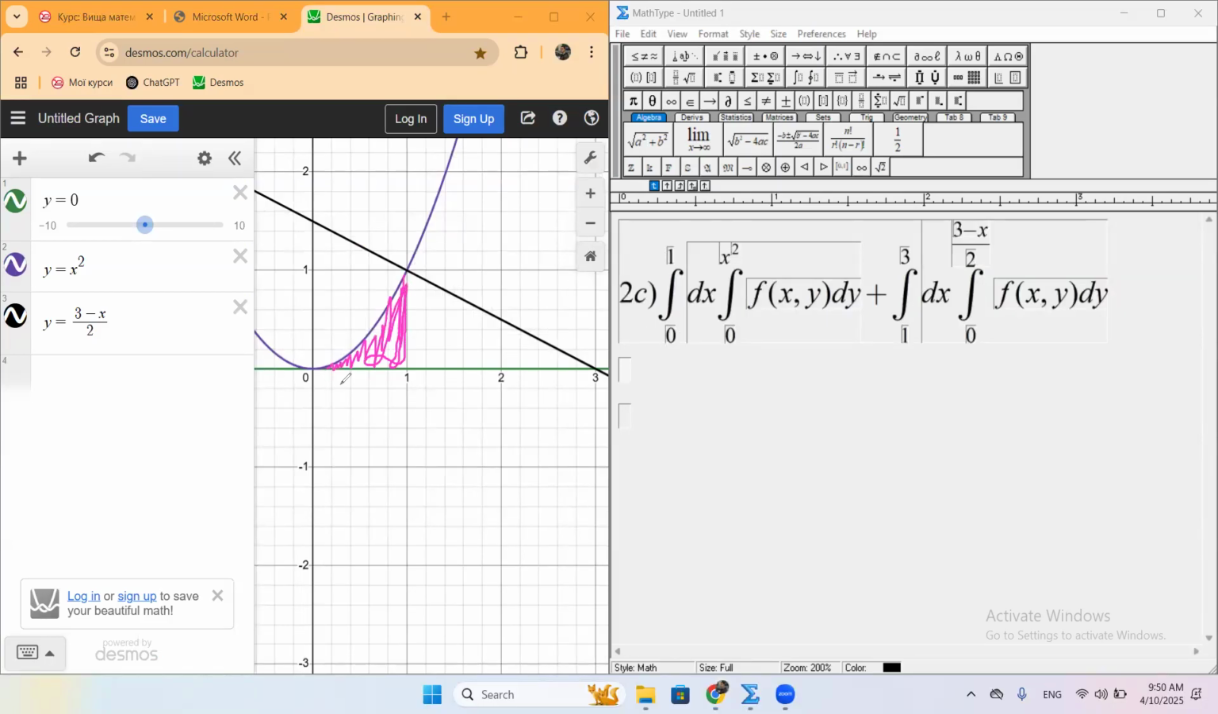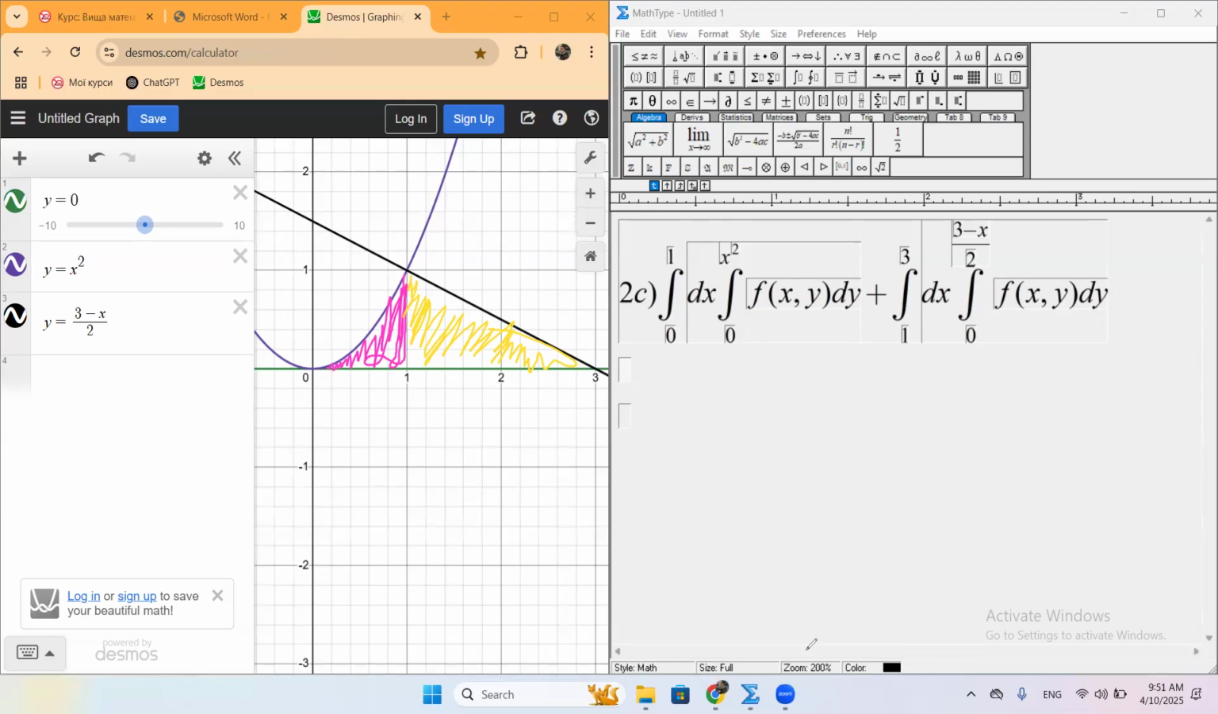So x from 0 to 1, and y is from 0 to x squared. And what about the second integral? We have the following region: x from 1 to 3, and y from 0 to this straight line, (3 minus x) over 2.